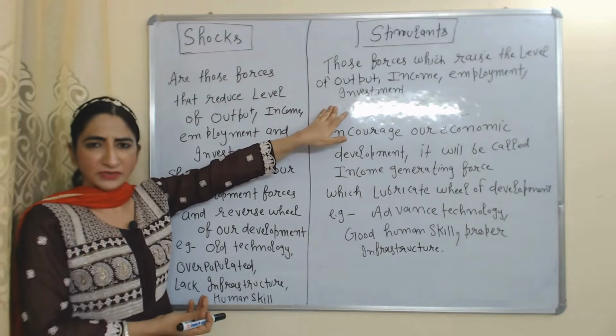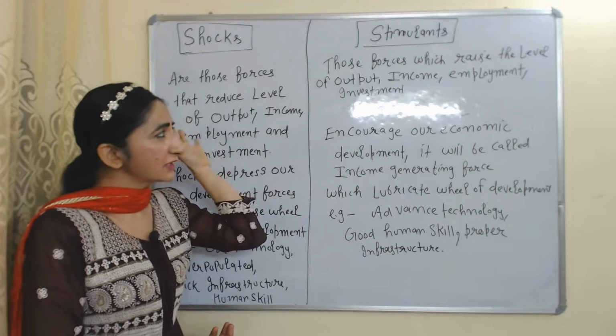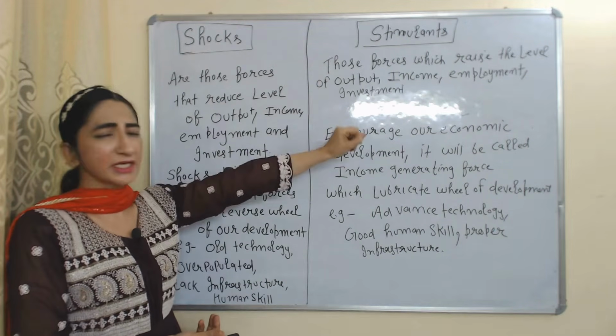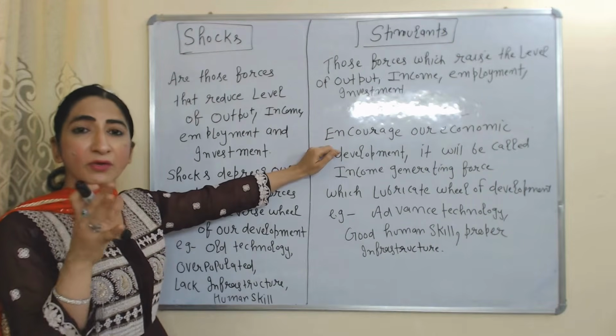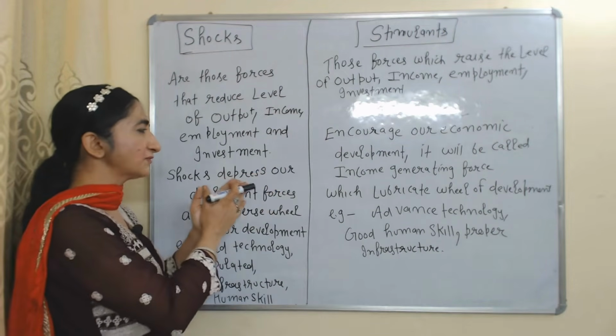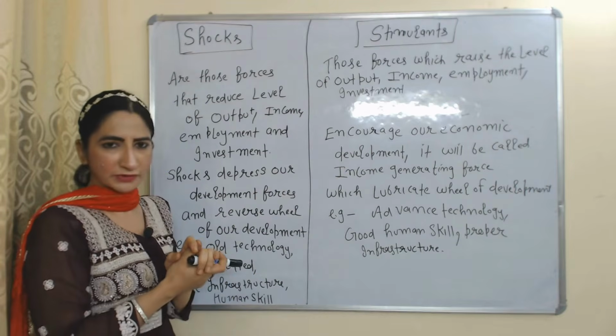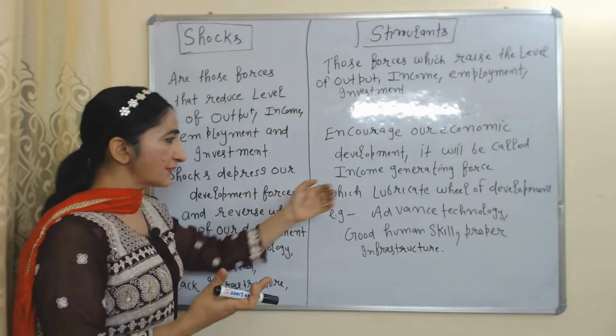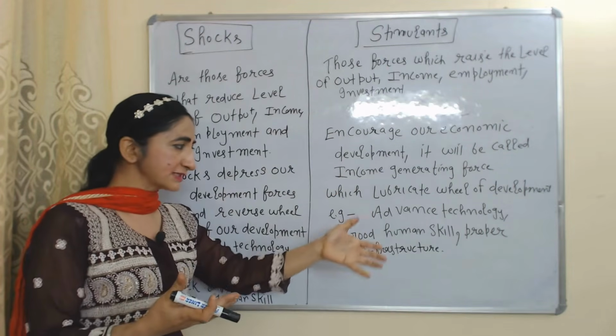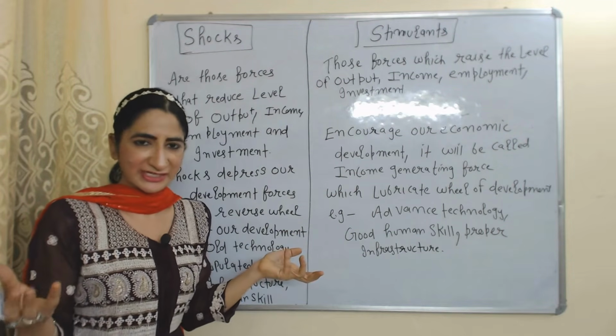On the other hand, stimulants are those forces which raise the level of output, income, employment and investment. And stimulants encourage our economic development. That's why they are called income generating forces. And these forces lubricate the wheel of development. For example, advanced technology, good human skill, proper infrastructure, etc.